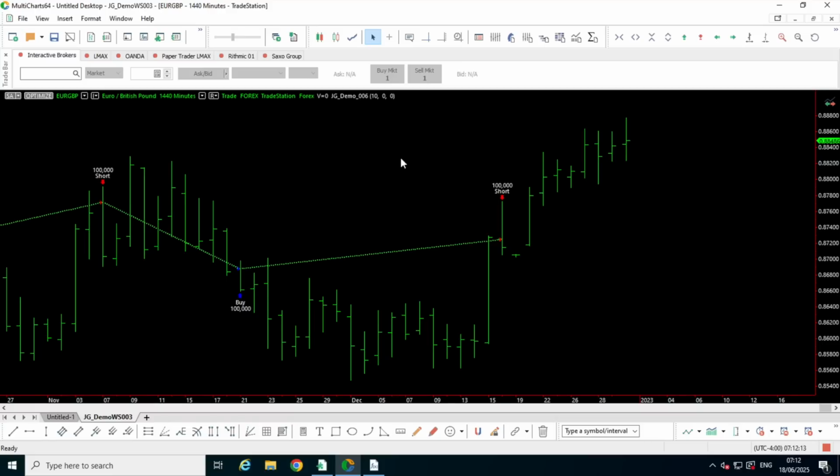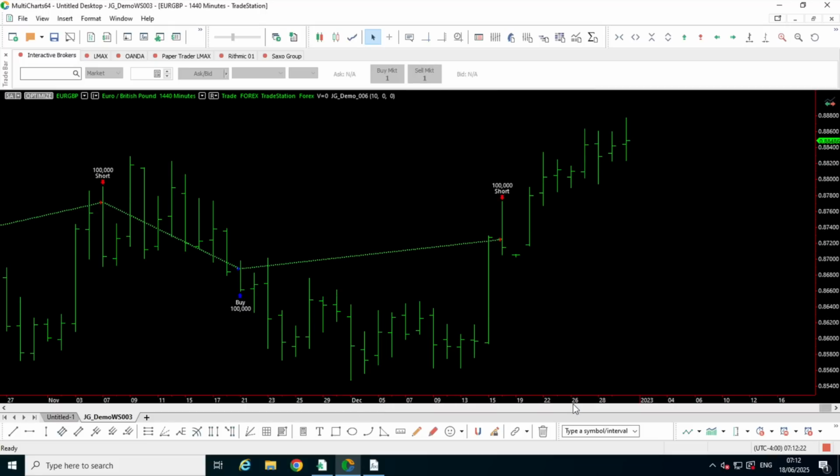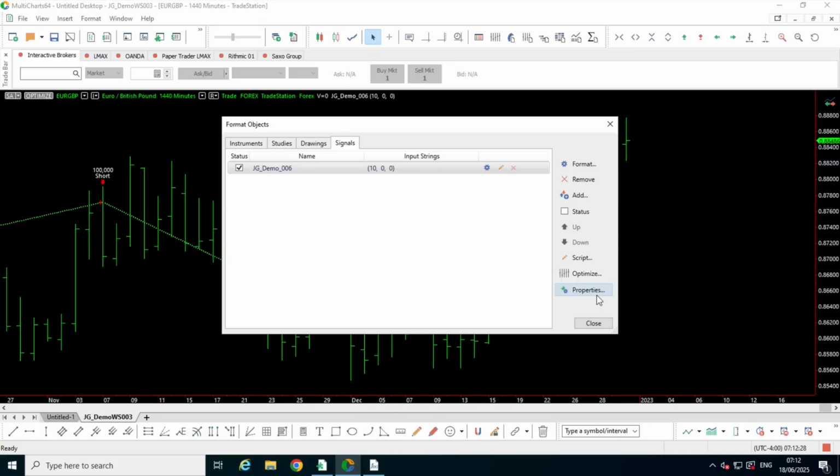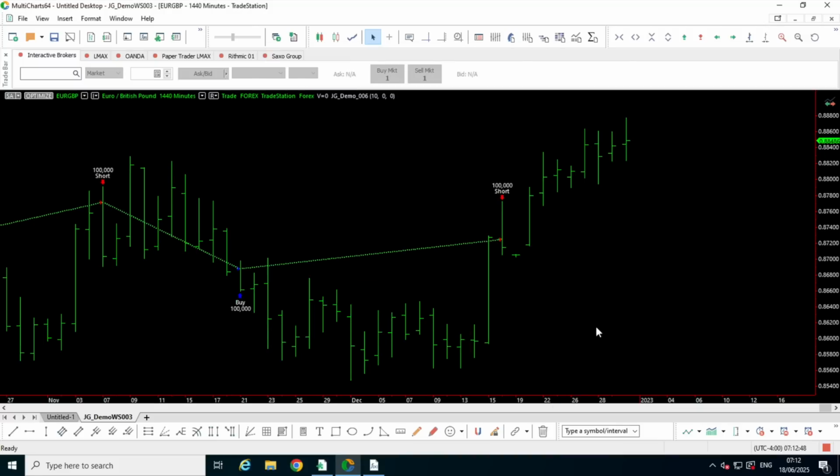Now we're in multi-charts, we're specifically looking just at euro pound. We're still looking at the same date range from 2008 through to 2023, but this time I've included 6 pips worth of trading costs. I'll just show you that. In the previous test I didn't include trading costs, but now we've got £30 each way, so £30 in, £30 out, a total of £60. We're trading 100,000 units here, which is one full lot, and £60 is equivalent to 6 pips.